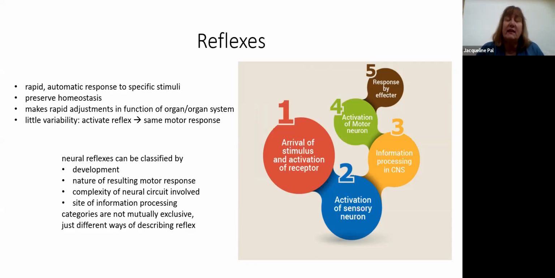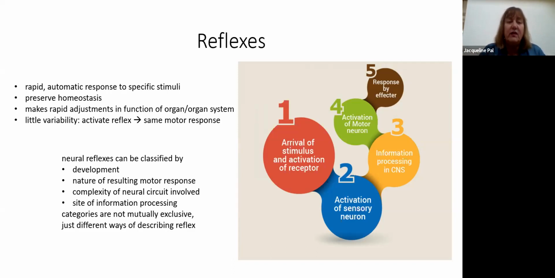So when we're looking at specific reflexes, and there are a lot of them, but we're only going to learn maybe about 5 of them, okay, we can classify them 4 different ways. We can classify them by how they were developed. We can classify them by what kind of motor response we're getting. We can classify them by the complexity of the circuits, or we can classify them by where the information processing is happening. Okay, so these 4 categories, they're not mutually exclusive.